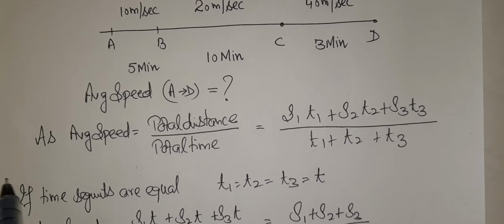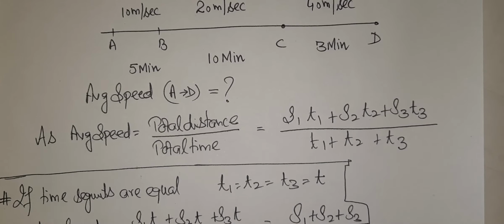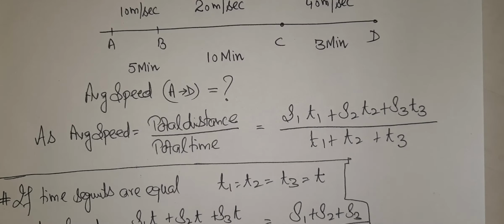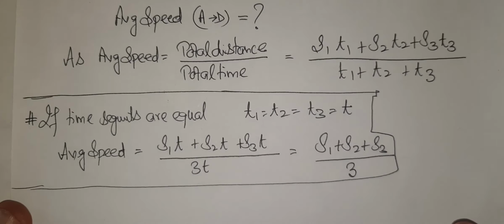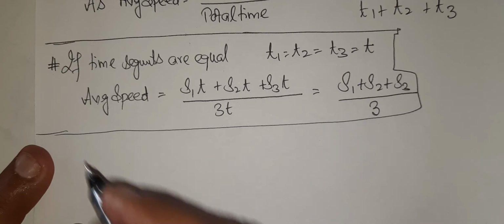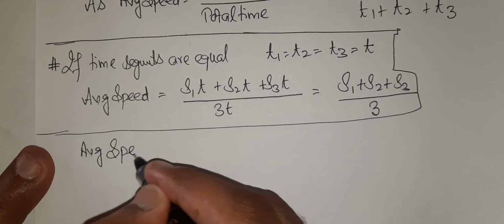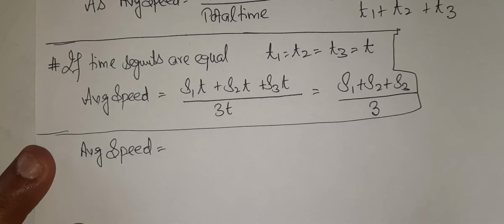Whenever it is required you can directly use it. But for this situation I can't use this, because time segments are not equal. Now applying to it, average speed from A to D: average speed is total distance divided by total time.